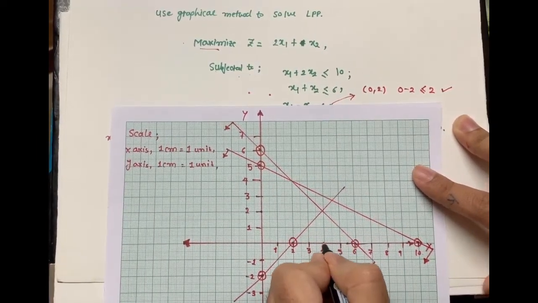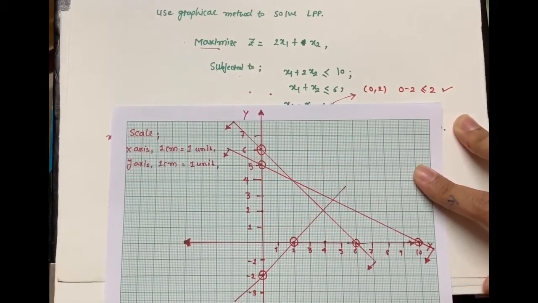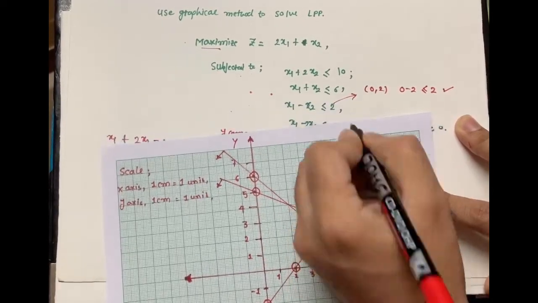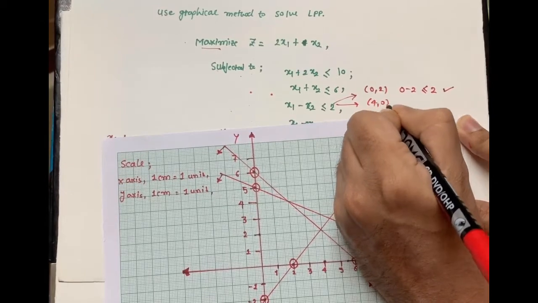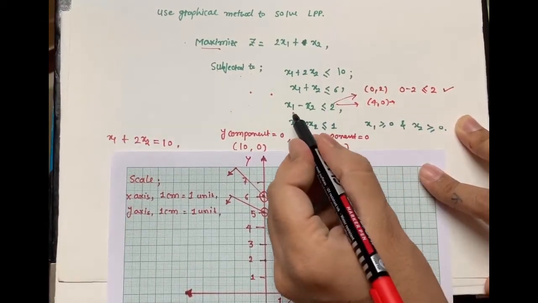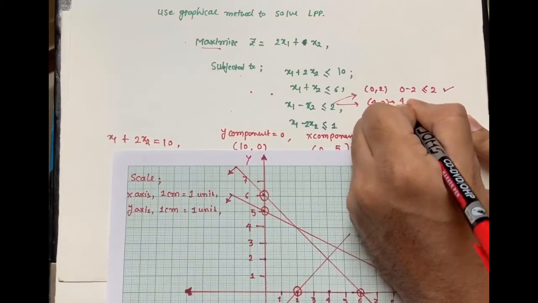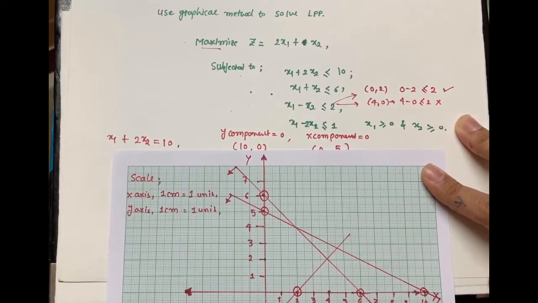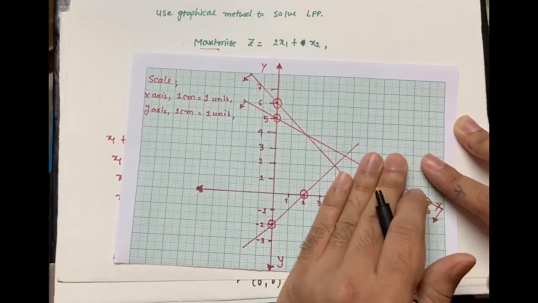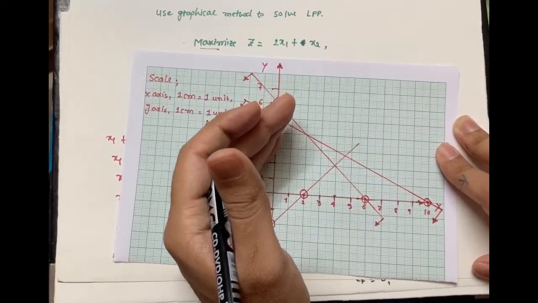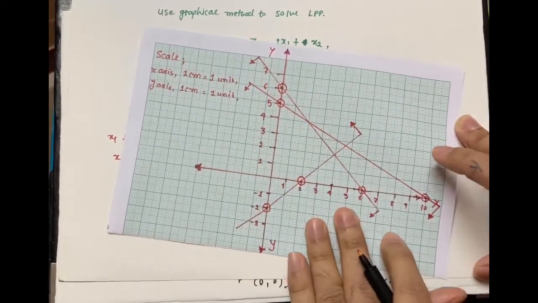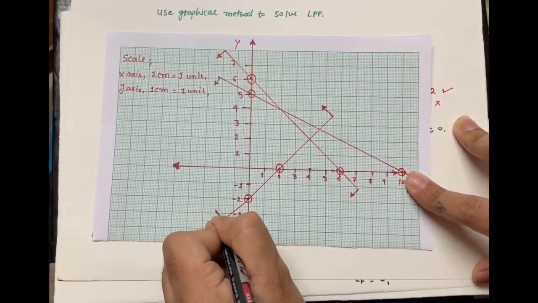If I take any other point on the other side of the line, below the line, the point is 4, 0. If I put this in the equation, I get 4 minus 0 is less than or equal to 2, which is not correct. It does not satisfy the constraint requirement. So the region below this line is not satisfying the constraint equation. Above this line, the region is satisfying the constraint, hence the arrow must come in an upward direction. That should be clear.